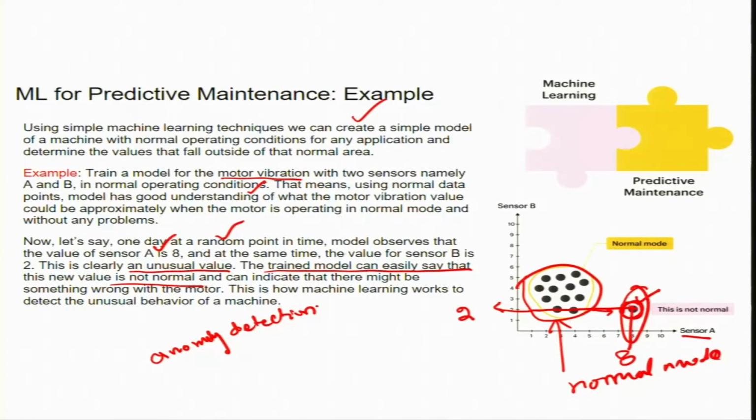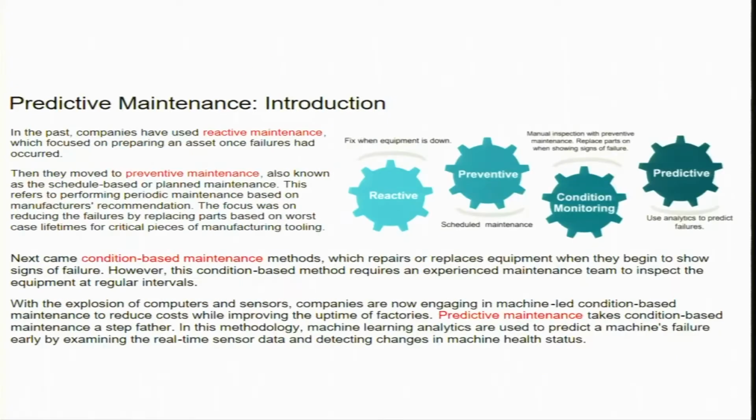Often it is very easy to do this anomaly detection with the help of machine learning, and this is also one of the ways you can do predictive maintenance, or predict when abnormal behavior will show up in the operation of the motor. So, this is how machine learning works to detect unusual behavior of a machine. Let us go ahead and talk about more details of predictive maintenance.